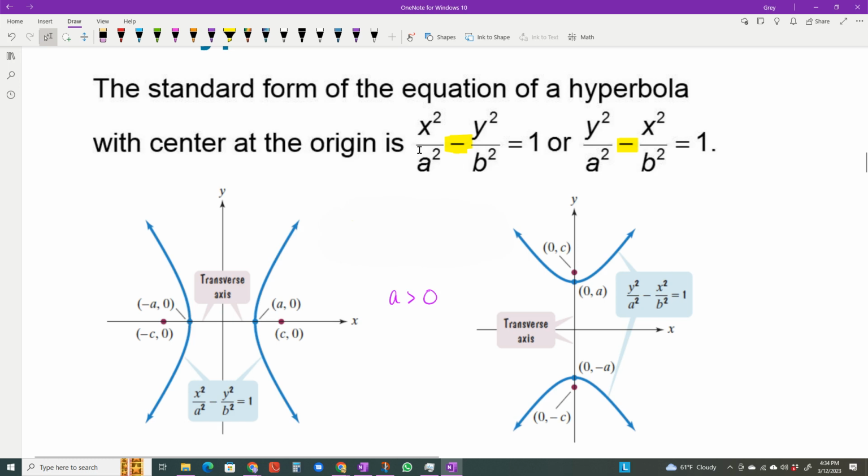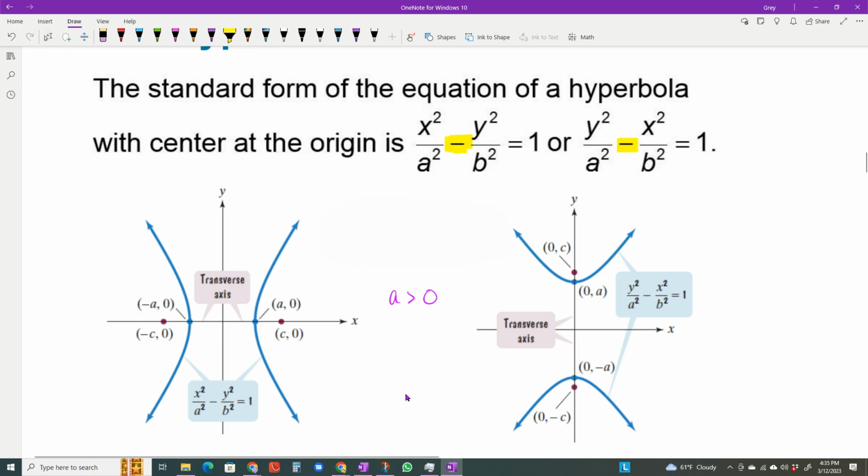If x is the positive term, then the hyperbola is going to intersect the horizontal axis, the x-axis, if it's centered at the origin. If y is positive, then it's going to intersect the y-axis, or your transverse axis will be vertical. The other thing to remember is that key equation between a, b, and c. Just like we had with an ellipse, a is the distance from the center to a vertex. c is the center to a focus. And b will be this distance down here that we'll talk about when we do some graphing.